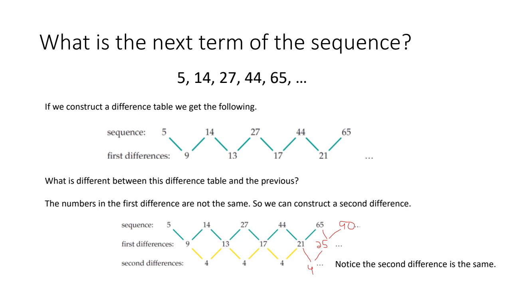The recommendation is go one more. Apply the difference one more time, the second difference. You'll find a pattern, and then you can find your answer by working backwards. So you start by finding the middle number, which is 25, and then you find the top number, which is 90.